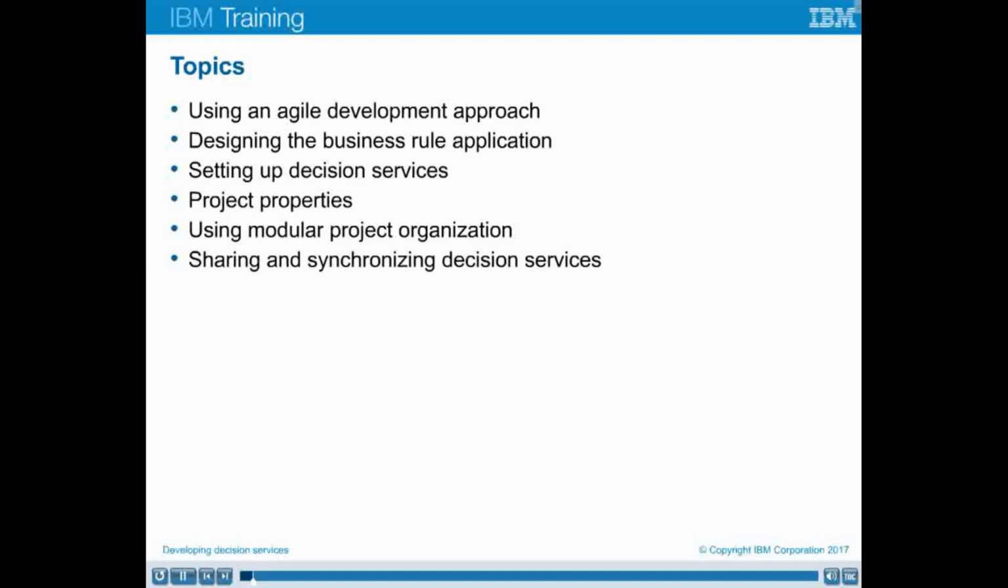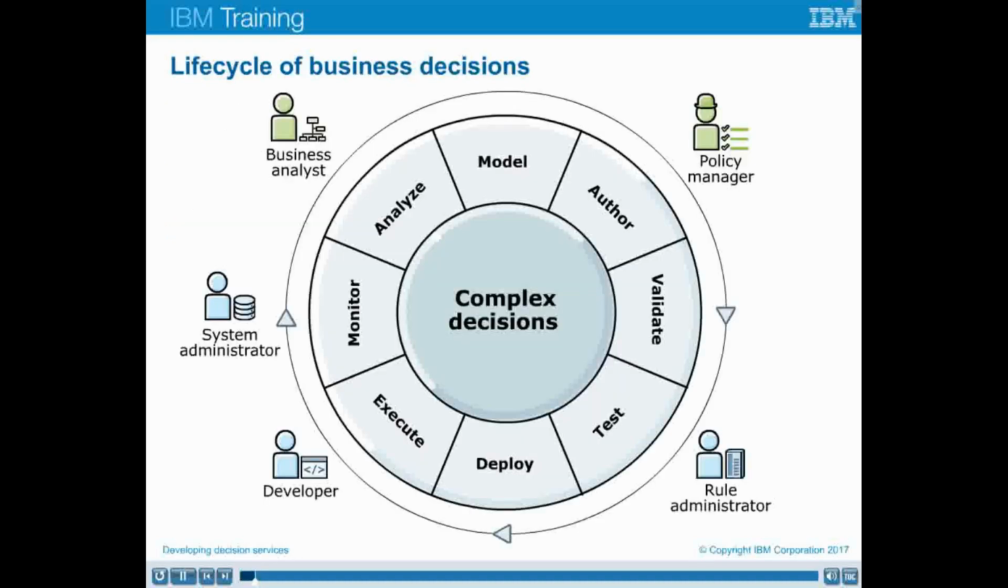Here are the topics in this unit, and we'll start with using an agile development approach. The full life cycle of business decisions includes the phases and stakeholders that you see depicted here. During this unit, we'll see more about which stakeholders participate in which phases of the life cycle.